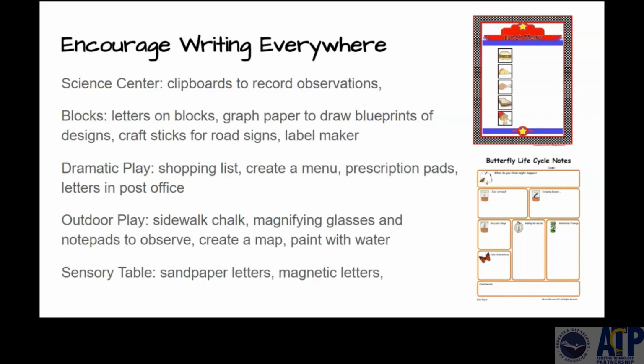And for outdoor play, make sure there's sidewalk chalk, magnifying glasses and notepads to record observations or create a map, and be able to paint with water. In the sensory table, have sandpaper letters or magnetic letters as an option. There are so many different ways and places that young students can be given the opportunity to develop their writing skills.